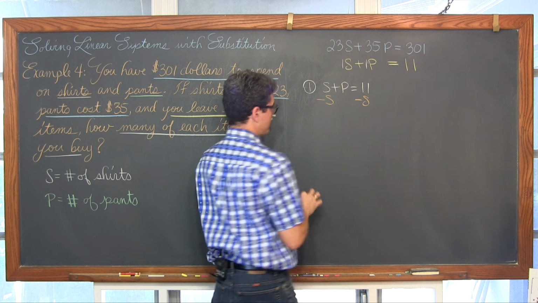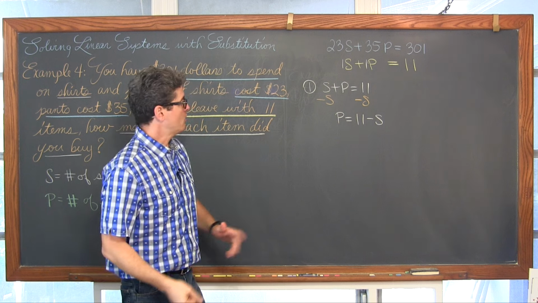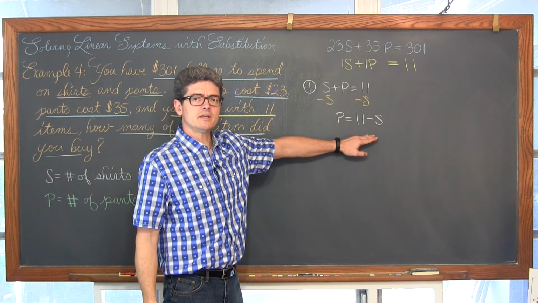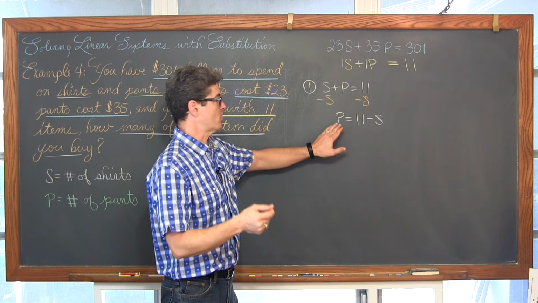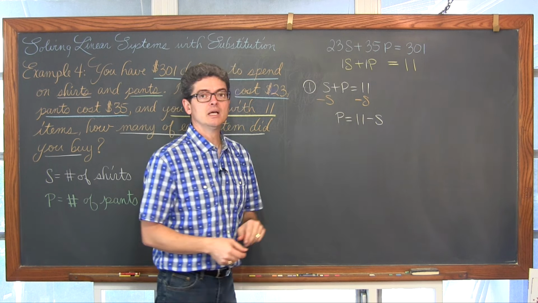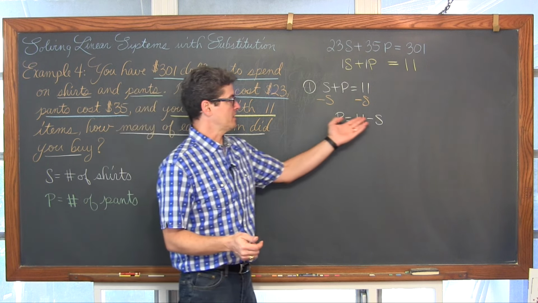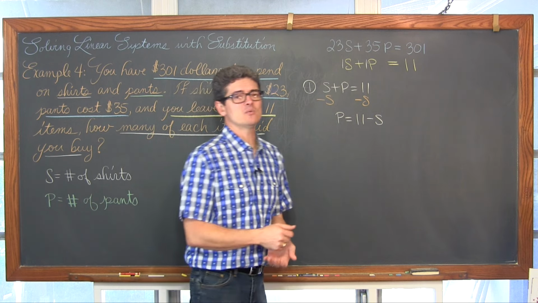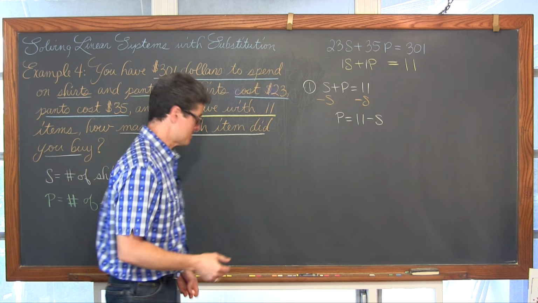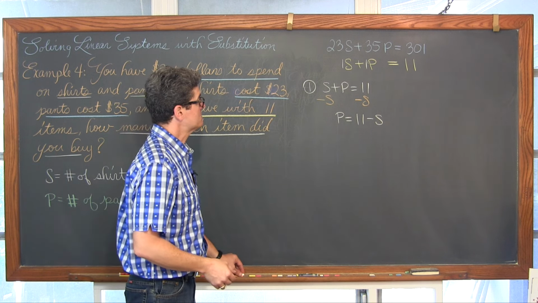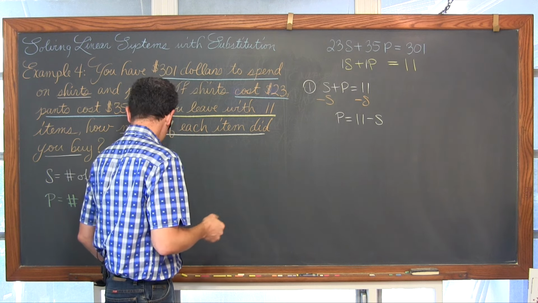I'm going to try very hard to make my S's not look like 5s, which they often do. When we were solving this linear system by graphing, I made sure to keep this in slope-intercept form, y equals mx plus b. But in this case, we're just going to do substitution, so I don't really care if the constant is first or second. I'll highlight this in orange, or some color I haven't used yet.